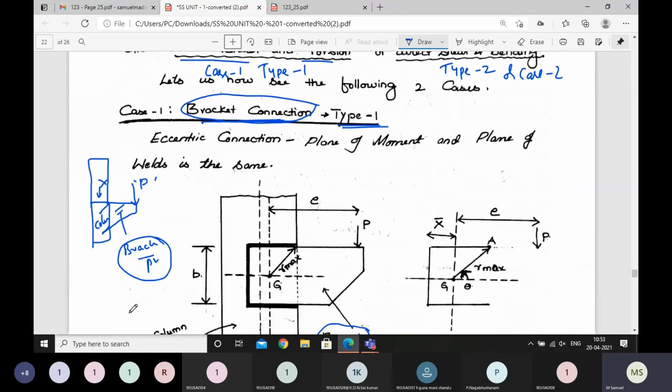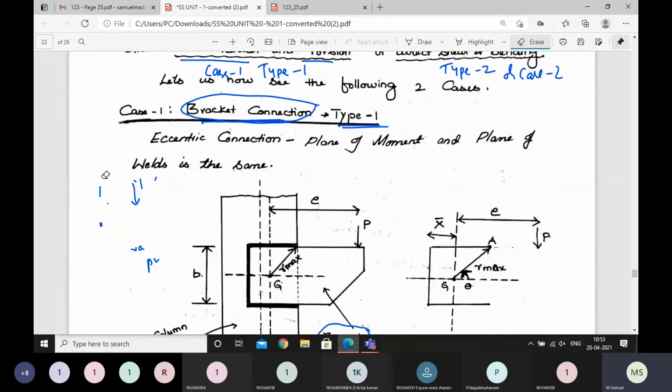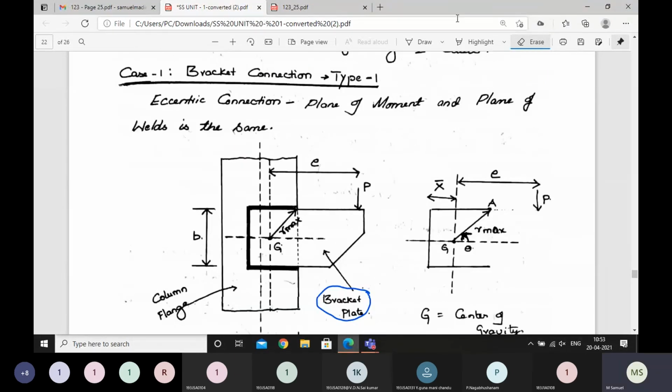What is the weld that you need to provide between the bracket and this member? So let me clear this and go into the first type of connection. Right. See, this is the case 1 bracket connection, or type 1. So here, see, this is a section.